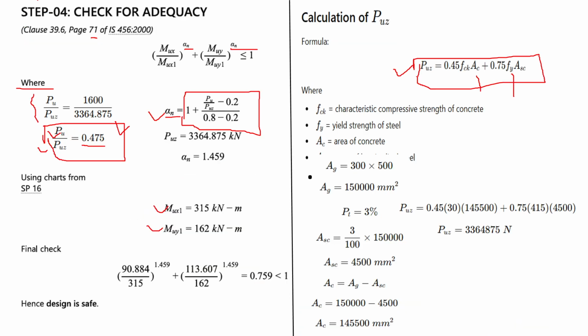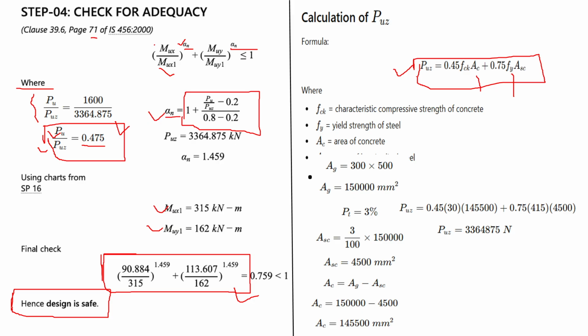So again, I'm moving on the slides, step 4. Mux you just got, Mux1 you already got, the alpha value you just got, and similarly Muy and Muy1 you just got. So you have to put in the values and check whether this value is coming less than 1 or not. After solving this equation, I am getting 0.759. That is less than 1. That means the design is safe.